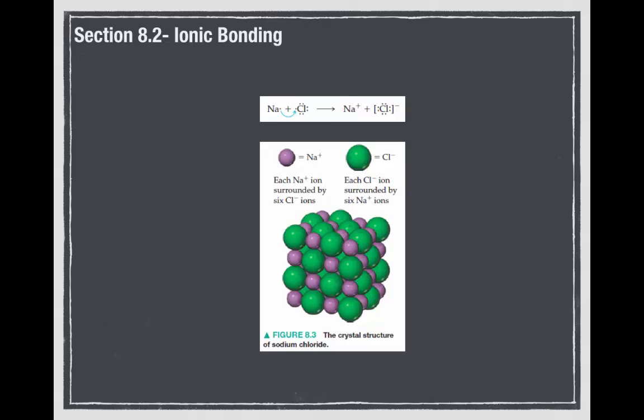Because ionic compounds have this crystal structure, we don't talk about 1 molecule of NaCl. Instead, we're going to be using the term formula units, because as you can see, there isn't just one molecule of NaCl. You have a whole crystal structure that includes the sodium ions and the chlorine ions.